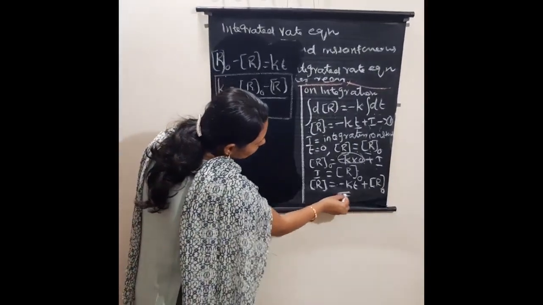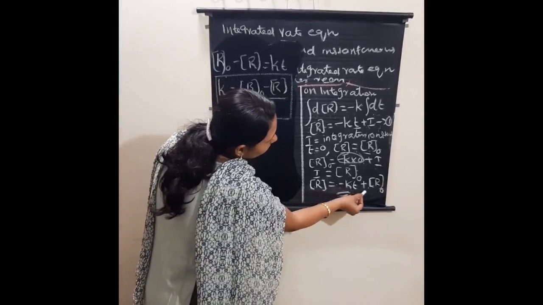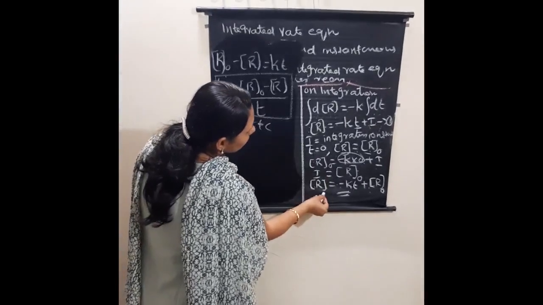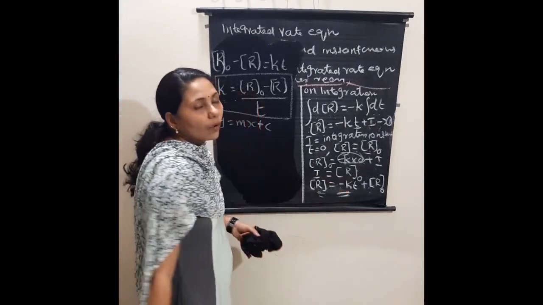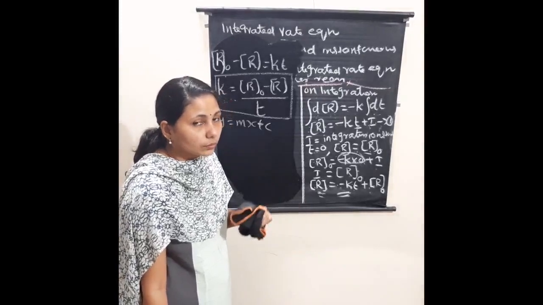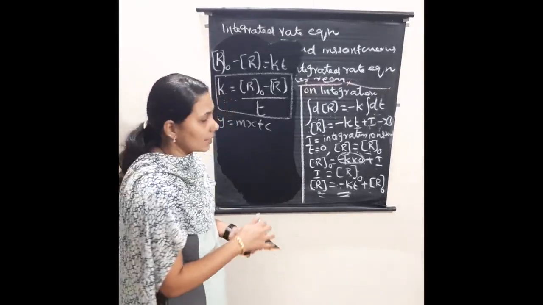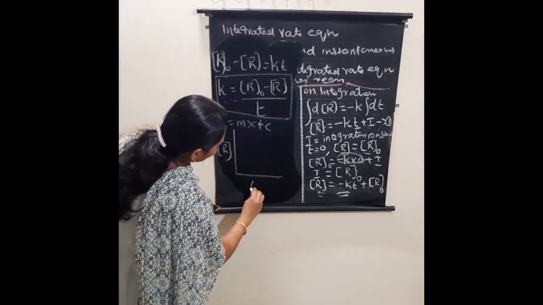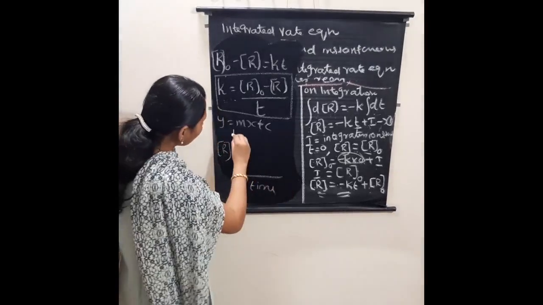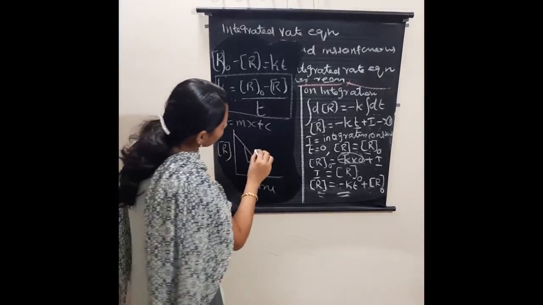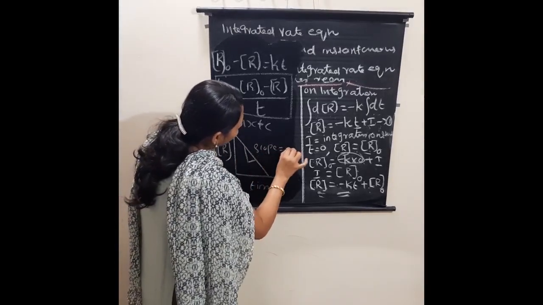Consider this equation, that is R equal to minus kt plus R0. This equation is in the form of y equal to mx plus c. We know y equal to mx plus c means what type of graph we will get? It will be a straight line, right? So we are drawing the concentration of R against time, and we will get a straight line, and the slope of this line we will get as minus k.